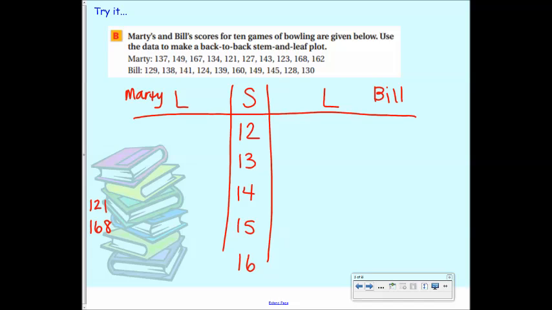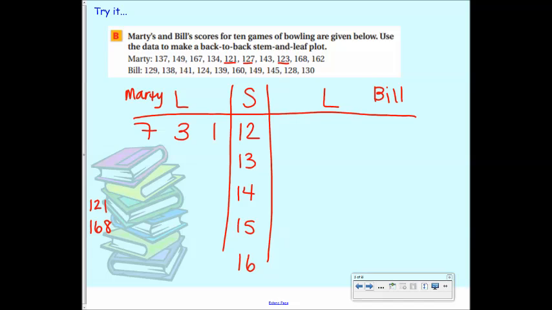So now let's just do Marty. Let's start with Marty. So Marty has how many in the 120s? 3. Okay, here's 1, 2, 3. So what's my lowest? 121. Then what? 123 and 127.